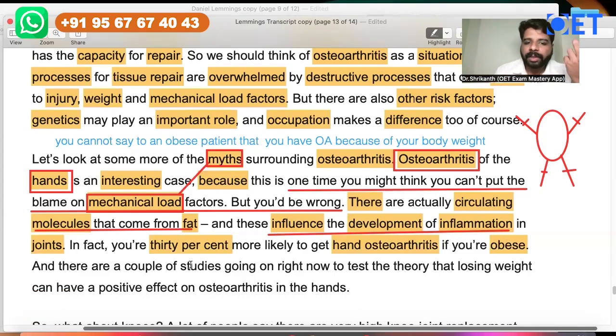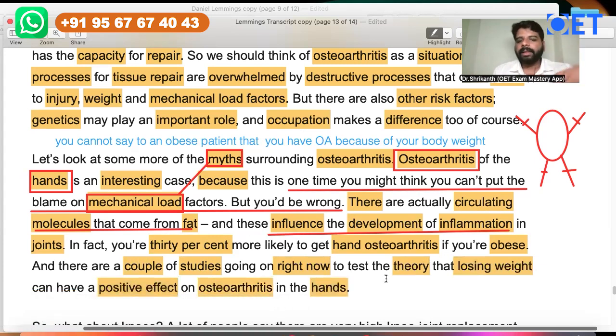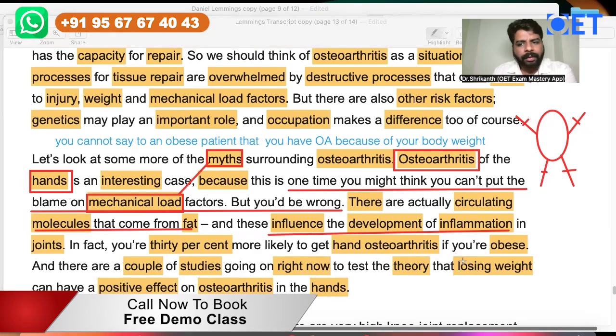Okay, and there are a couple of studies. Now he's saying a couple of experiments are going on right now to test this theory that losing weight can have a positive effect on osteoarthritis in the hands. Now he is saying currently there are some studies going on. Now see what will happen if we lose weight. Okay, so I'll just highlight this once again. So what will happen if we lose weight?